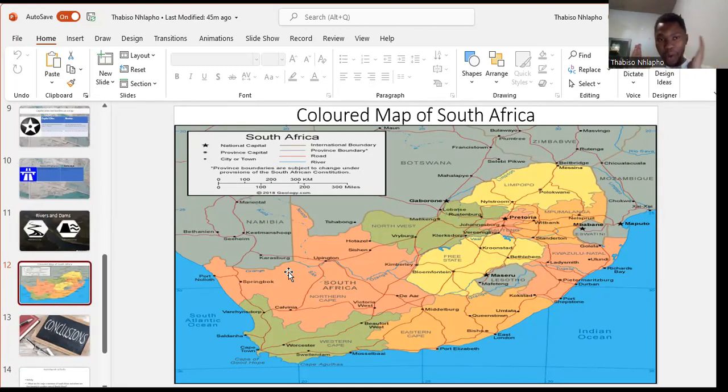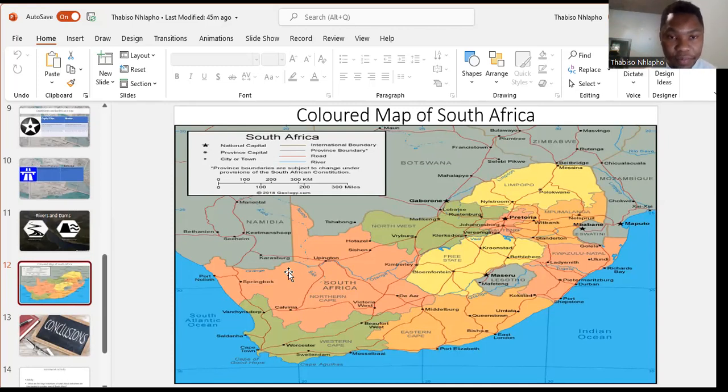So now, guys, this is our main objective of a class, which means we are locating provinces, we are locating gateways, we are locating harbors, we are locating rivers and dams on our colored map of South Africa. This is the colored map of South Africa. As you can see, we have the black stars, which represent our capital cities, as I have said. Then we have those dotted lines that represent our province capitals.